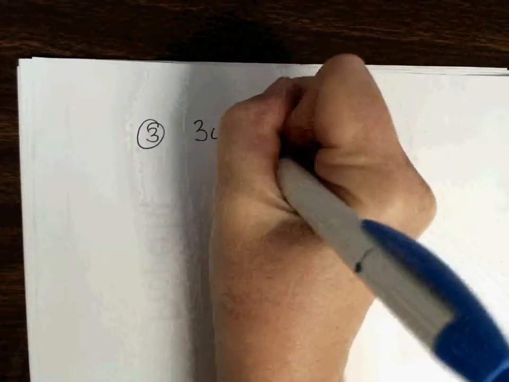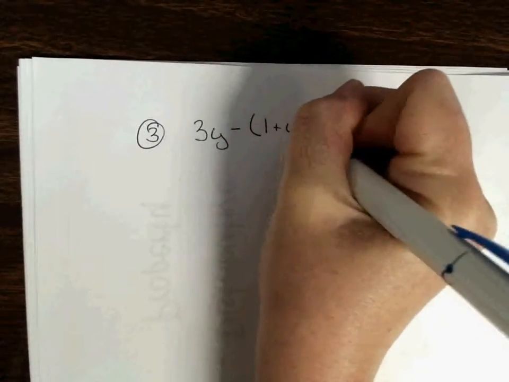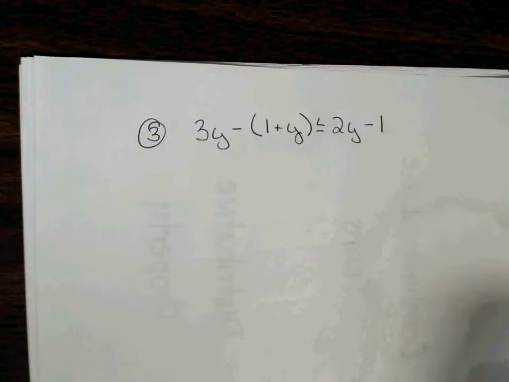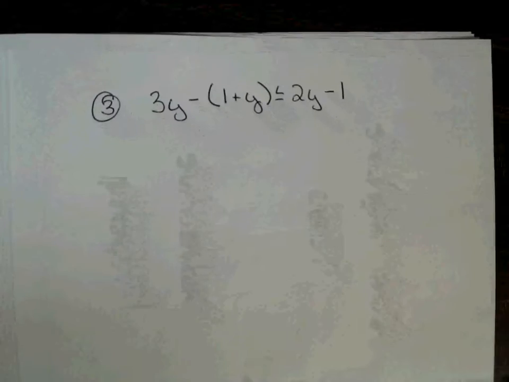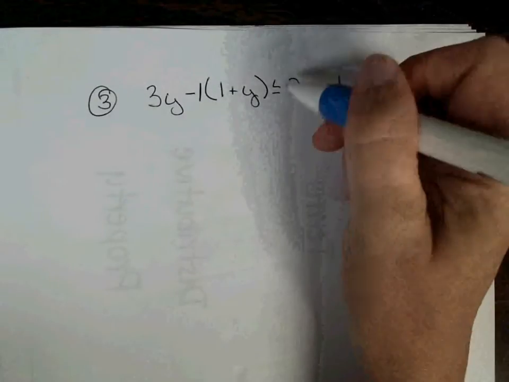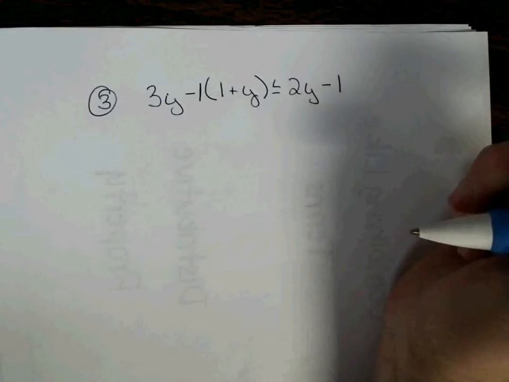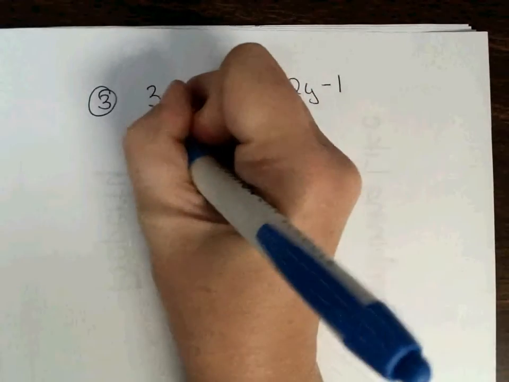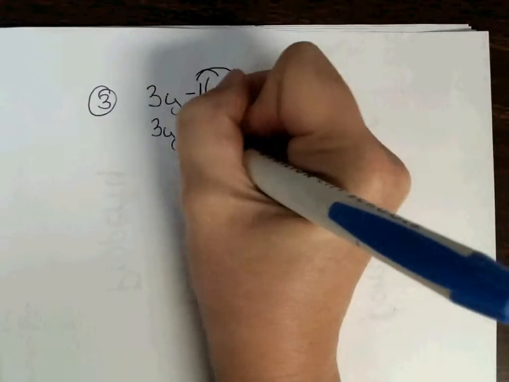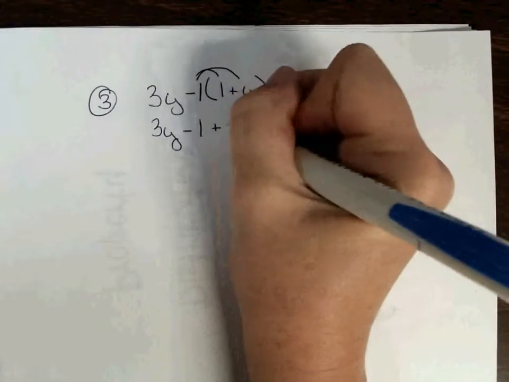Example number 3. So we're going to solve this just like if this was an equal sign. So that means we have to write down the 3y. We have to distribute the negative 1.